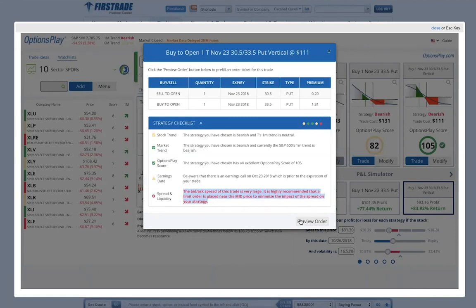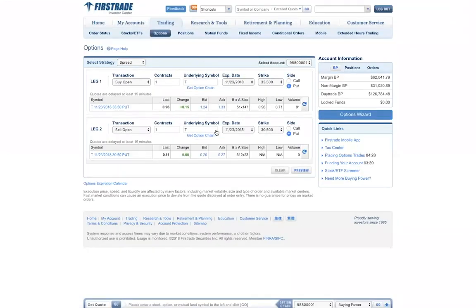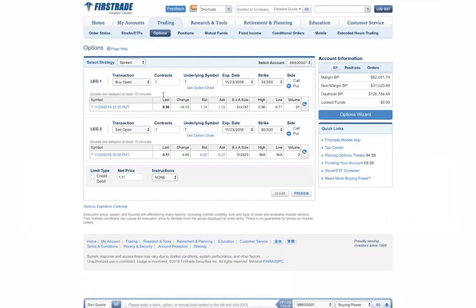But this is really one of the best parts: the preview order button will actually pre-fill your ticket for you. So you don't have to enter any of these things manually because on an option trade, there are 6 things that you have to enter per leg: transaction, contracts, underlying symbol, expiration date, strike price, and call or put. So for a 2-leg strategy, you're looking at 12 different inputs. A lot of times there's a possibility you might make a mistake. So that's really why we created this tool that pre-fills the ticket for you so you know you filled it in correctly. You can put in the limit or the market order, however you want to place this trade, and then hit the preview button for a trade.